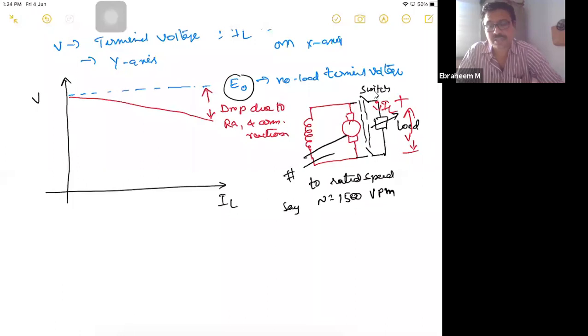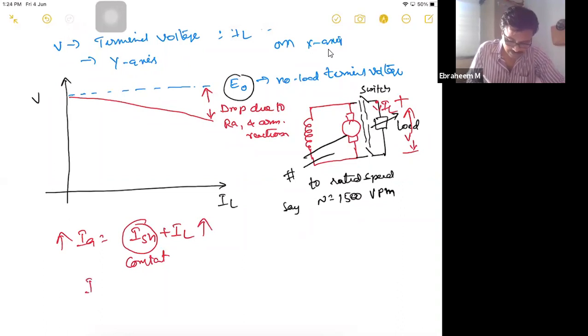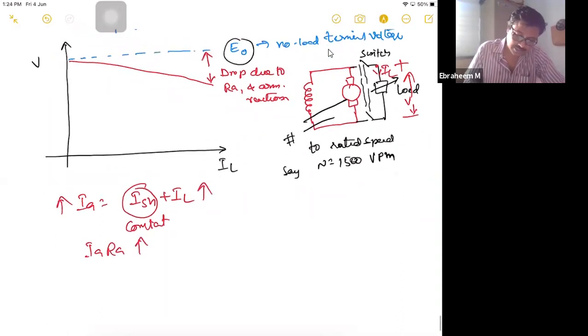Before closing the switch, you will have a very small amount of current flowing into the field winding. Once you close the switch, current also flows into the load, right? So as the load increases, armature current also increases because IA is equal to ISH plus IL. ISH is almost constant, but as the load increases, IL increases, so IA increases. So as IA increases, IA RA increases.